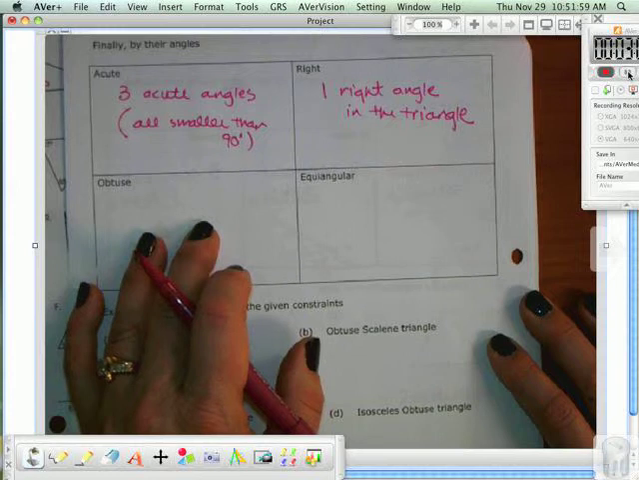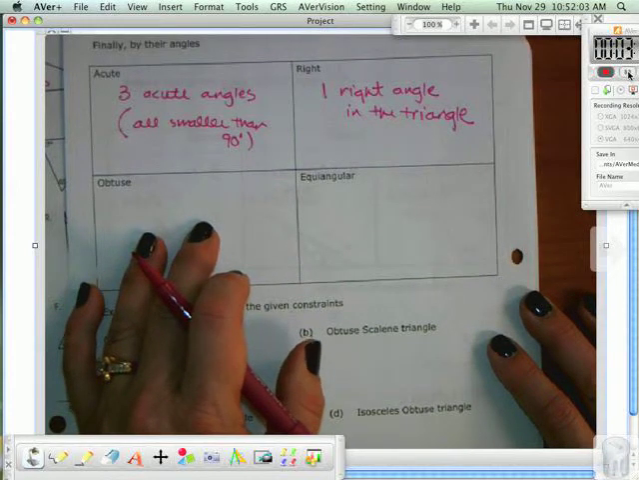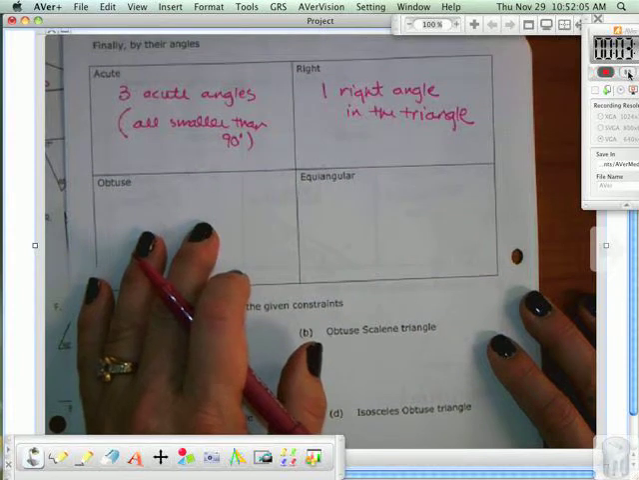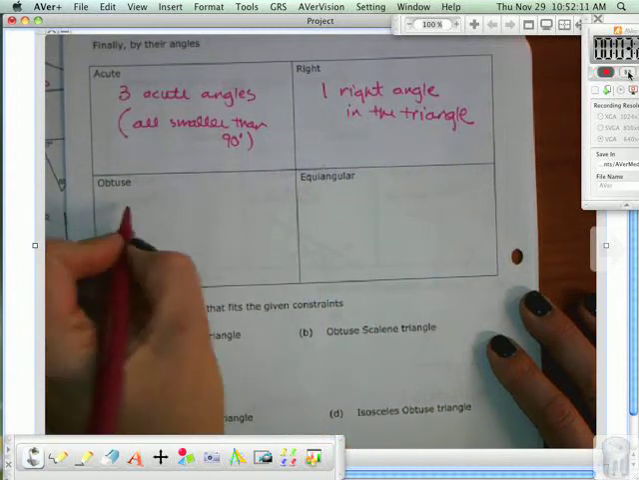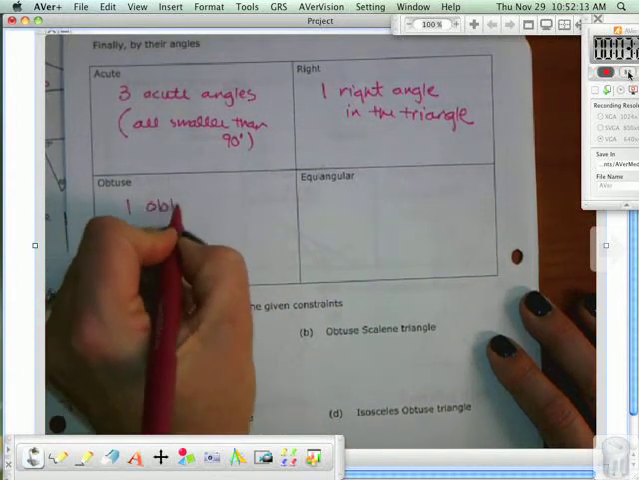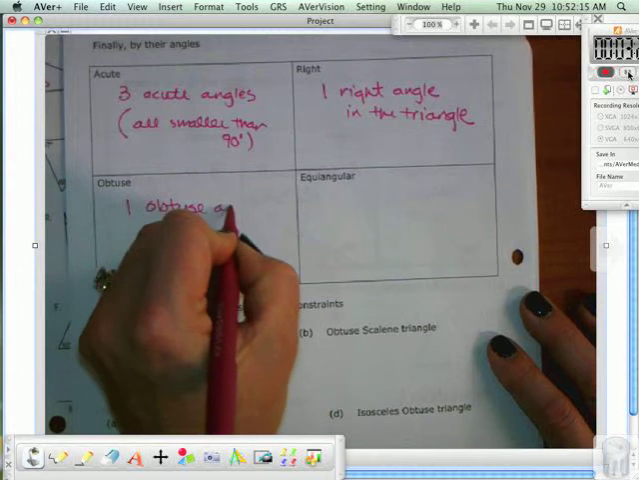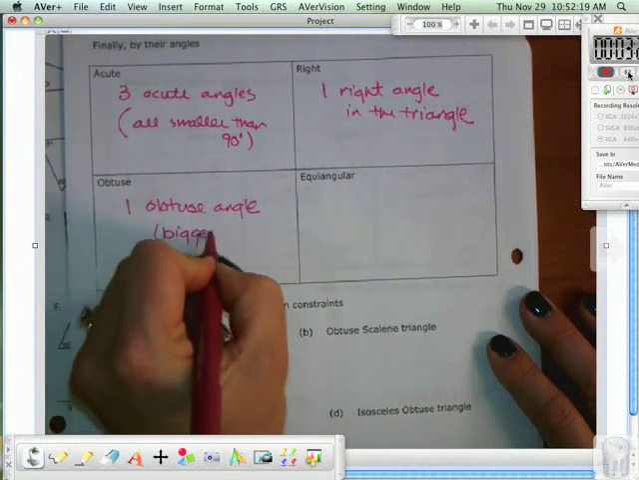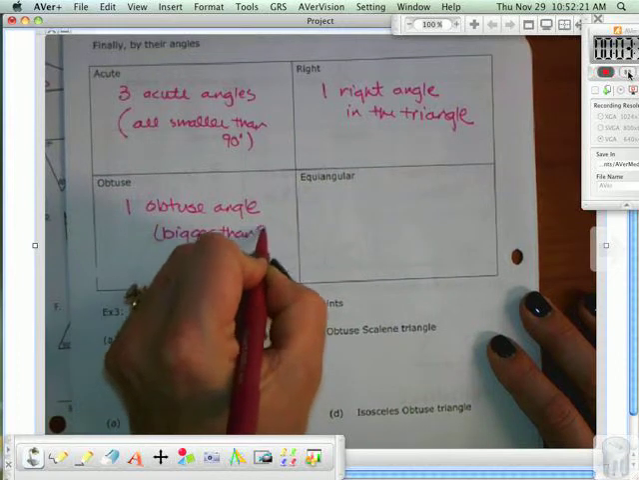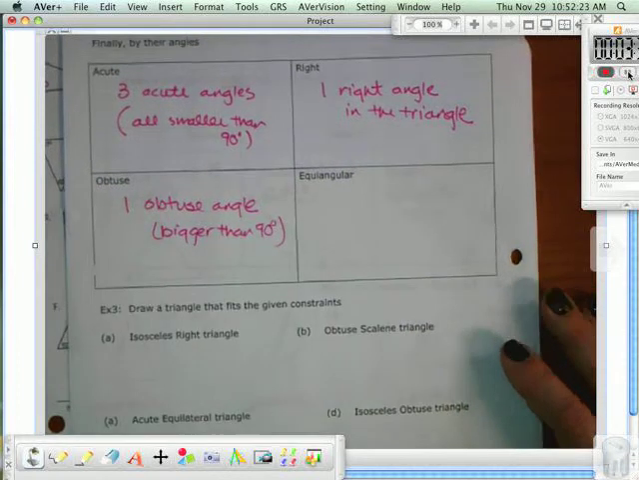Maxie: That all the angles are more than 90 degrees. Okay. They have to be more than 90, but there can really only be one angle that's more than 90 degrees, for the triangle angles to add up to 180. So one obtuse angle in it. Bigger than 90. Okay.